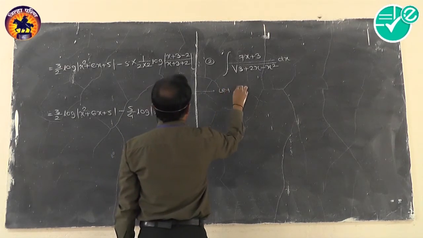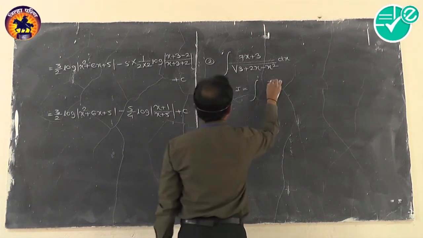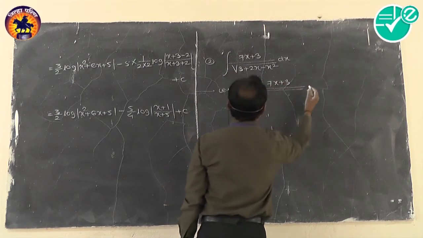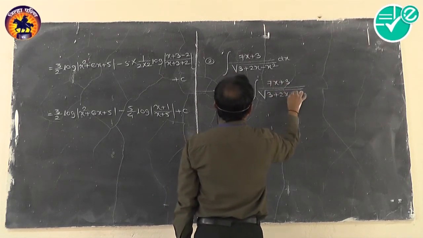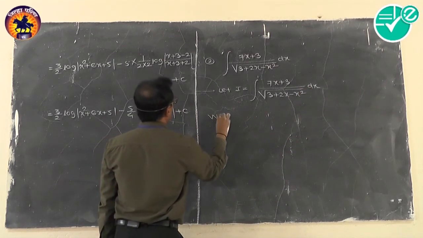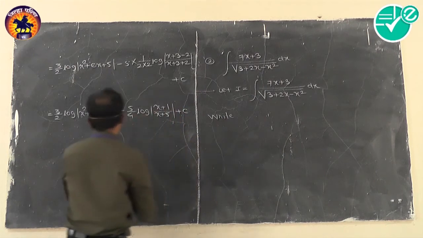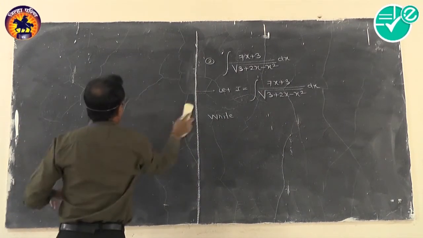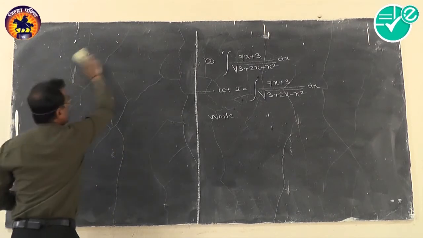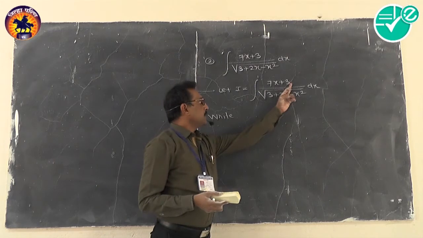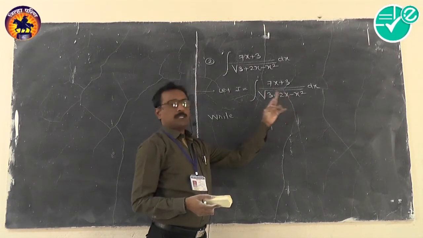Here let capital I be equal to integration of 7x plus 3 upon square root of 3 plus 2x minus x square, and in that dx. The procedure will be the same. We'll take a fresh problem here. I will rub this. Take the fresh problem which is written on the board now. This problem is of the format px plus q upon square root of ax square plus bx plus c.